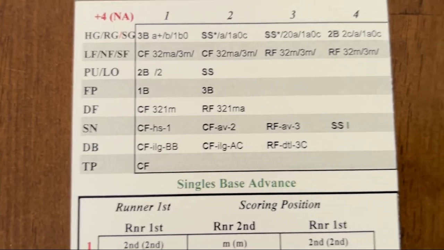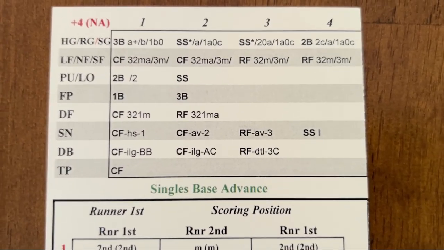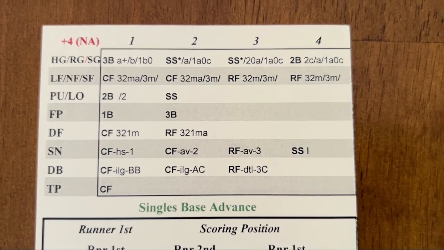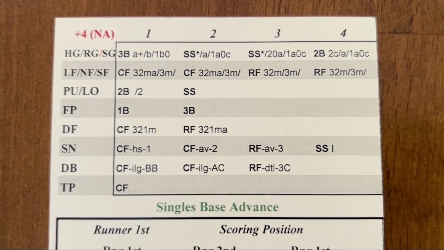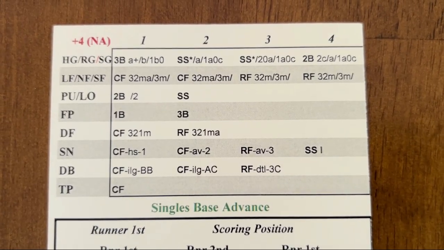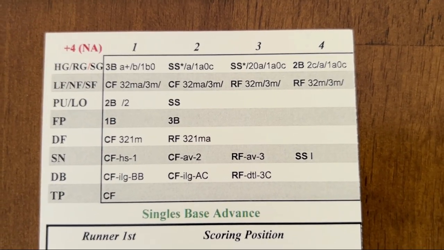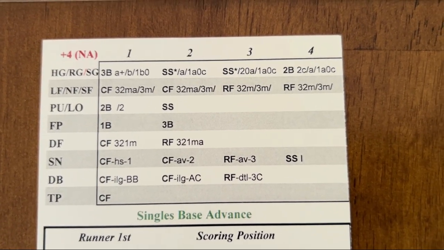Okay, so double two. We're going to flip a card. Let's say we got this one, and we're going to go to the DB row. 3 columns, 1, 2, 3. And double two is going to go to center field. And the next notation you see after it is ILG, which means it's in the left field gap, in the gap between left and center field. But it's going to be fielded by the center fielder.